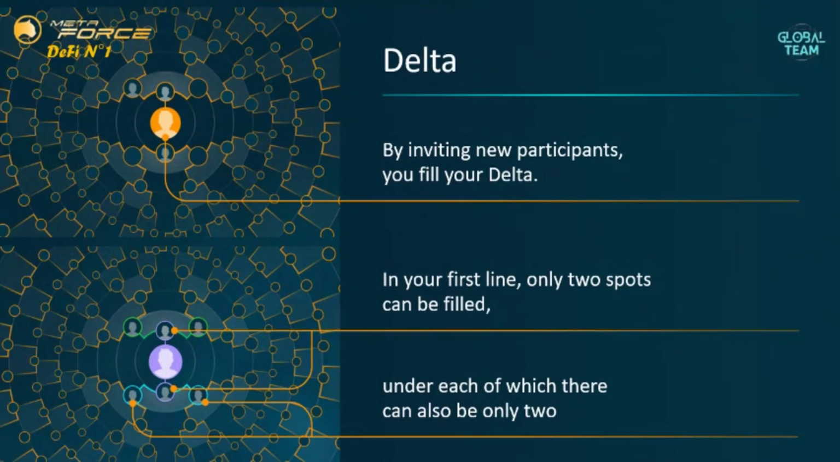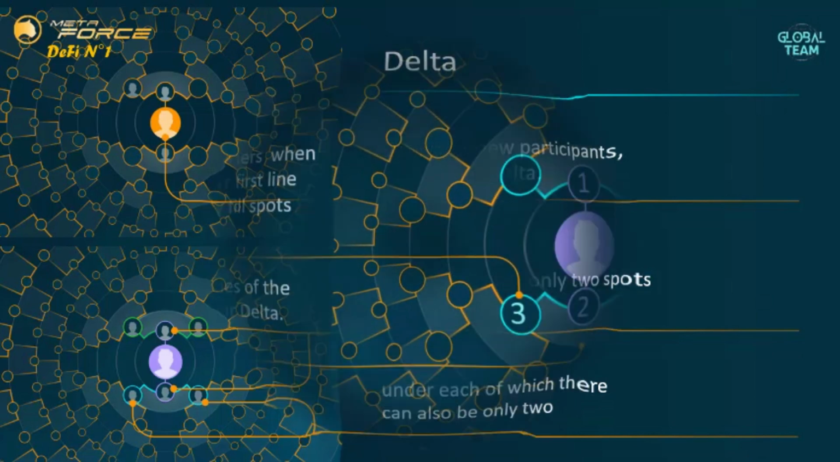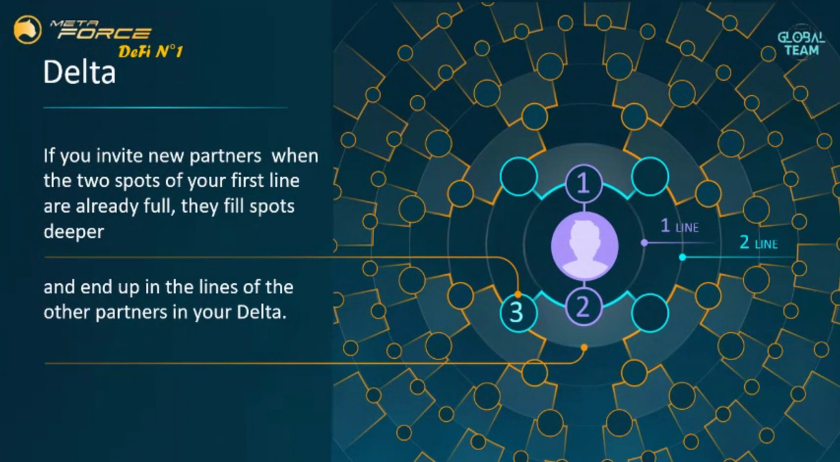By inviting new participants, you fill your delta. In your first line, only 2 spots can be filled, under each of which there can also be only 2. If you invite new partners when the 2 spots of your first line are already full, they fill spots deeper and end up in the lines of the other partners in your delta.